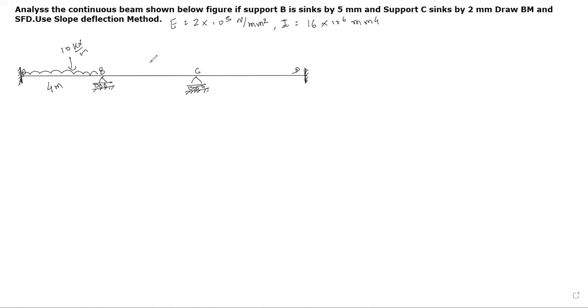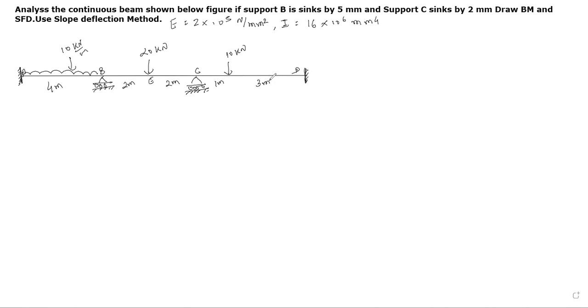In B to C, there is a central point load given for span BC. A 20 kN point load is given. This point is E, and B to E is 2 meter. This length is 2 meter and this length is also 2 meter. And in C to D, there is an eccentric load, 10 kN. This length is 1 meter and this length is 3 meter.